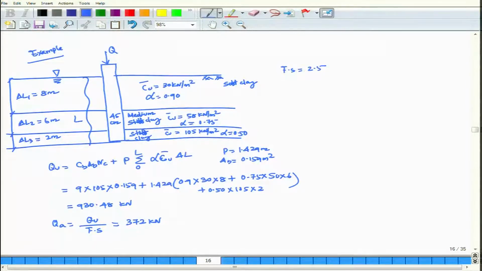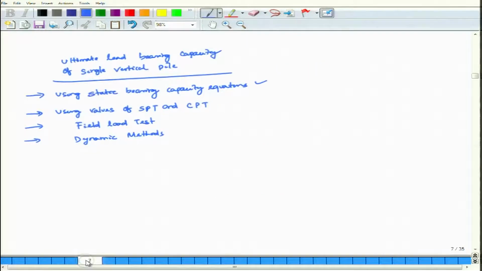So this is one example. This is one example where I put it, instead of giving a homogeneous layer, this is a layered soil, water table is at the ground surface. So for length delta L is equal to 8 meter, it is a soft clay. Delta L is equal to 6 meter, it is medium stiff clay. Delta L is equal to 2 meter, it is stiff clay. Diameter of the pile has been given 45 centimeter. Factor of safety is your 2.5. All values Cu average, alpha, all the values have been given. So then perimeter and area of the base has been calculated. Based on that, Qu is equal to 930.48 kilonewton, Qa is equal to 372 kilonewton. This is the example. Then I have finished this first part.